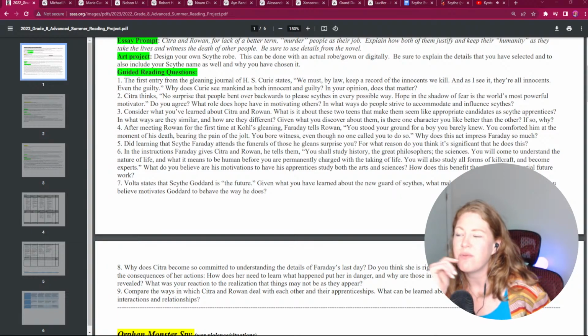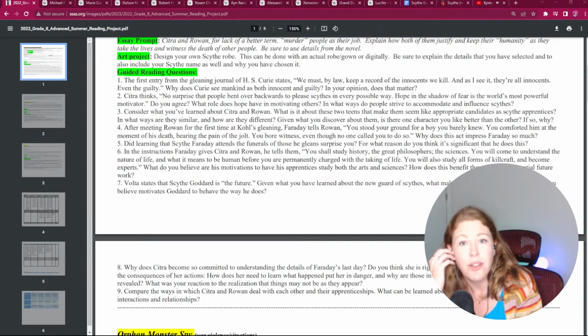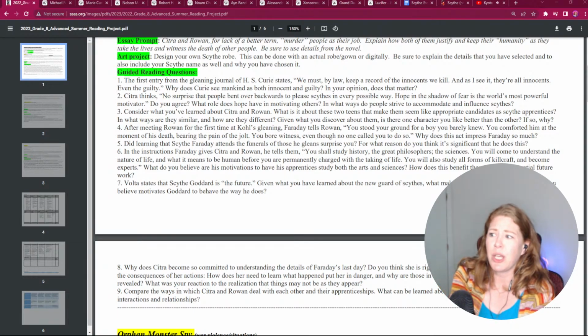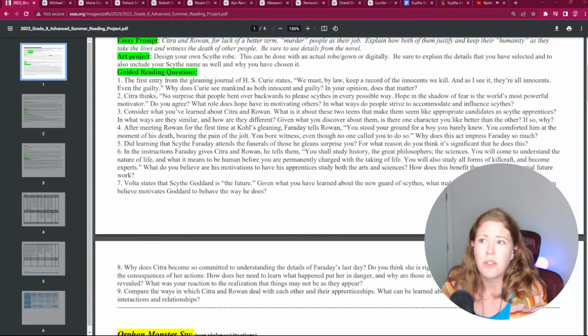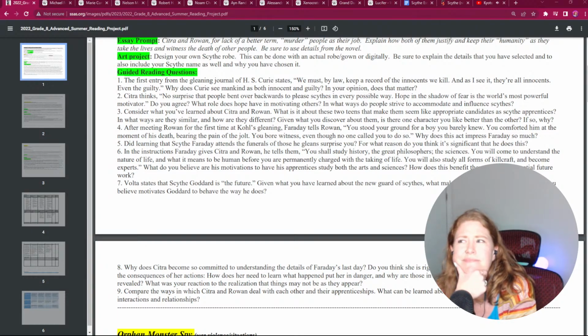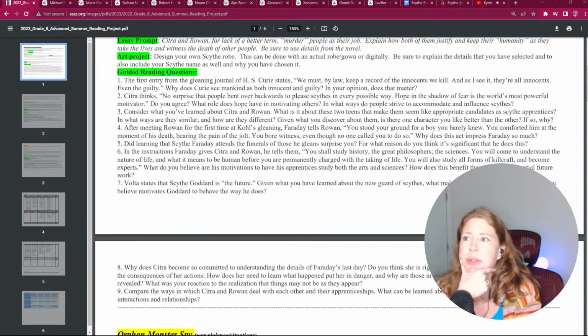Going back to the question, what role does hope have in motivating others? I think that just goes with, like, right, what we think about our future, right? We hope that we will have a good future, and so it'll motivate us to do things to get that future. This is a really interesting question. It's kind of a really hard question too.